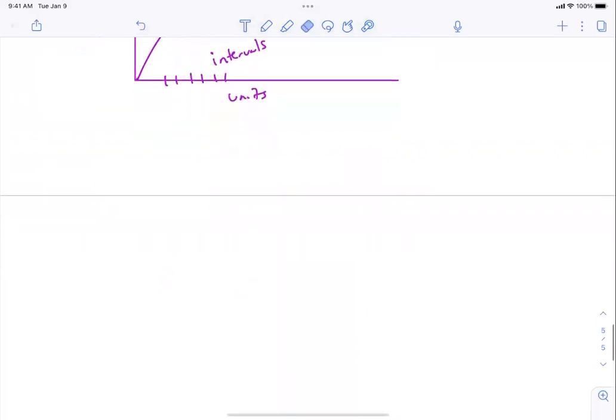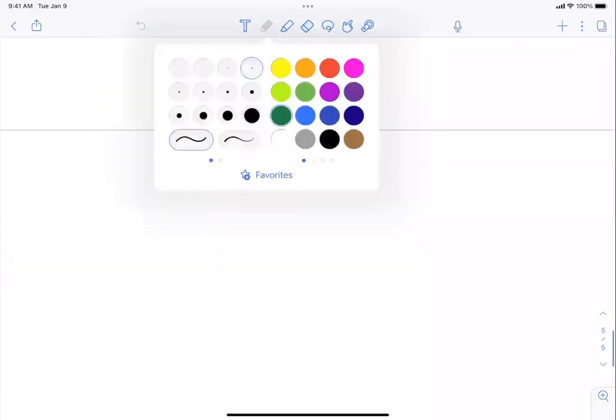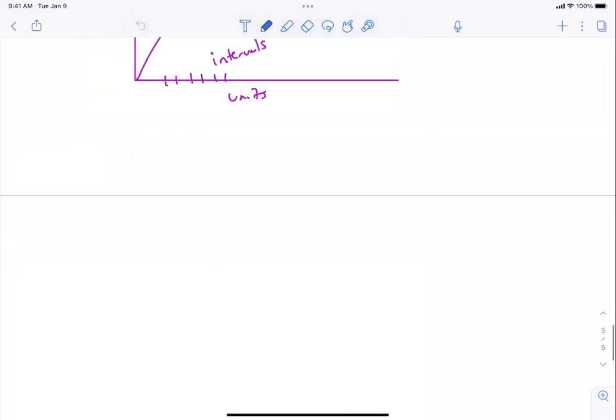I don't know what that is. No, it's just like it glitches out sometimes, I think. Okay. All right.